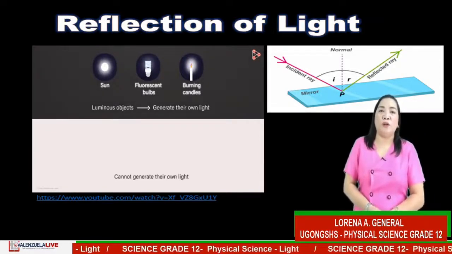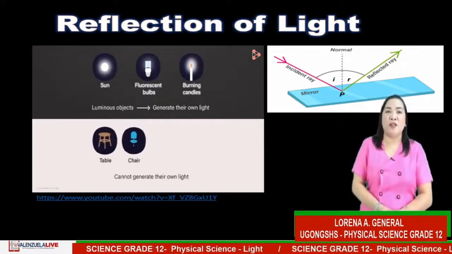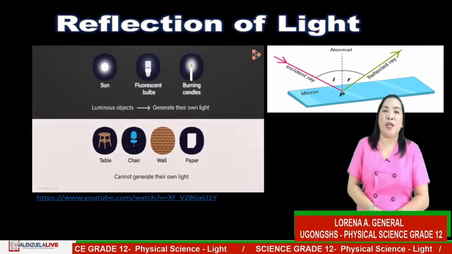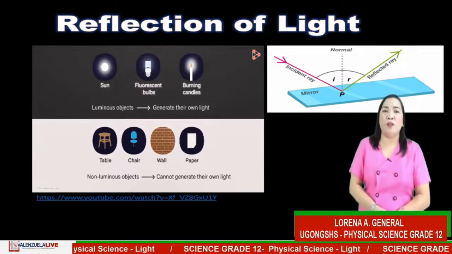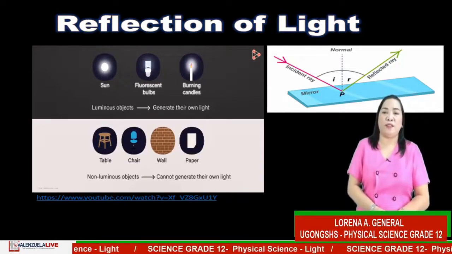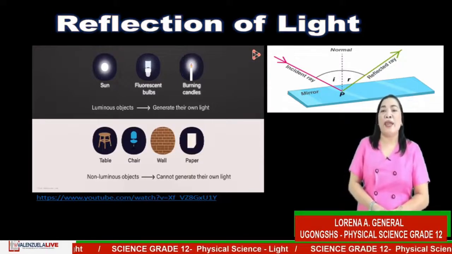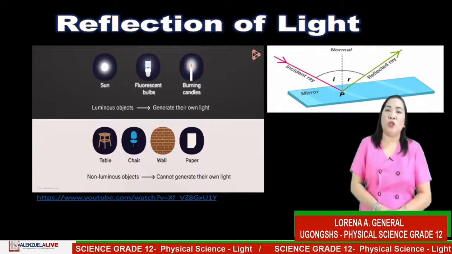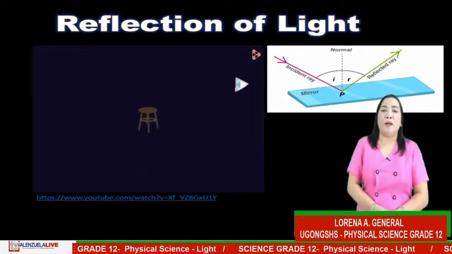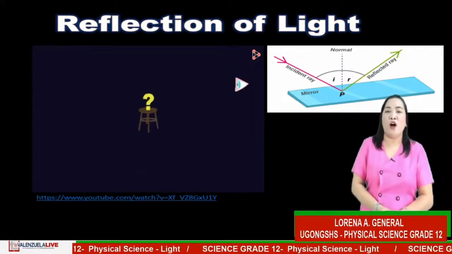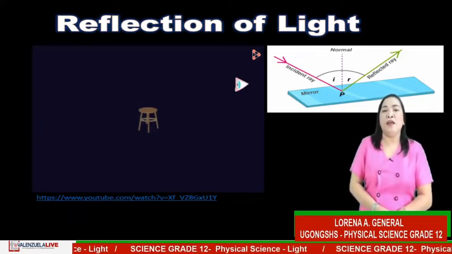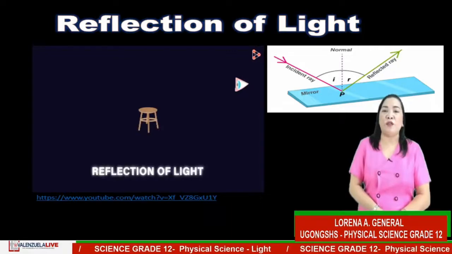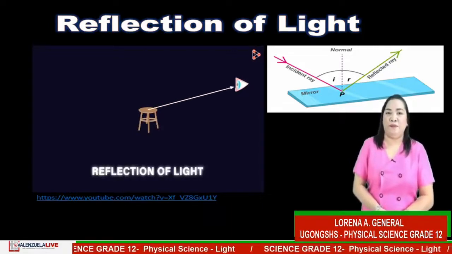Those objects that cannot generate their own light, for example the table, the chair, the wall, and the paper, are what we call non-luminous objects. Light behaves as a wave, so it is reflected. Therefore, an object does not need to emit photons itself to be seen. It just has to reflect light back to our eyes where we can detect it.